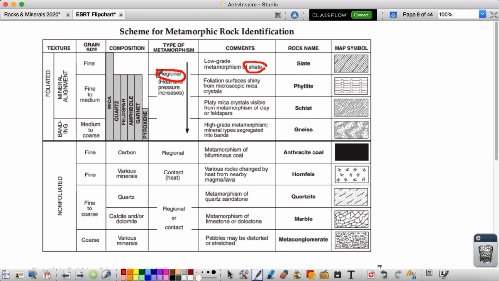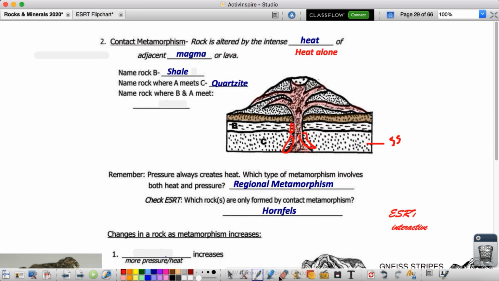So, what could it possibly be? Well, the only rock that it could possibly be, if you eliminate all the other ones, it's not made from dolostone or sandstone, it would have to be hornfels. All right, contact metamorphism, it has to be hornfels. And that is a very tricky question. I hope you got it right.